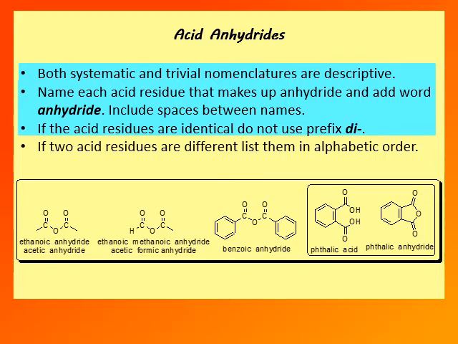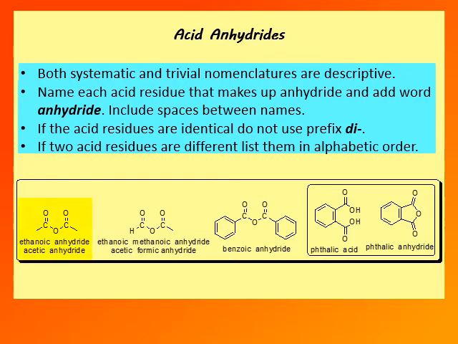If the 2 acid residues are identical, in this case we do not use the prefix di. In most of the other cases with other classes of compounds, we do use the prefix di. For example, in descriptive naming of ethers or ketones. In this case, the prefix di is not used. If 2 acid residues are different, then we list them in alphabetic order.